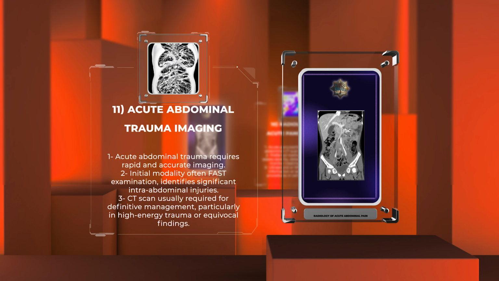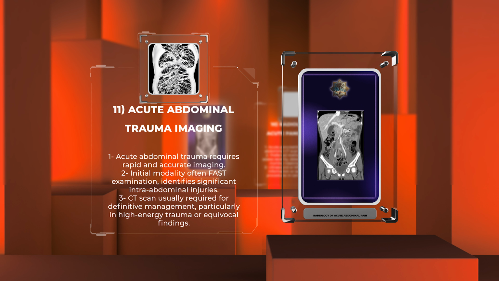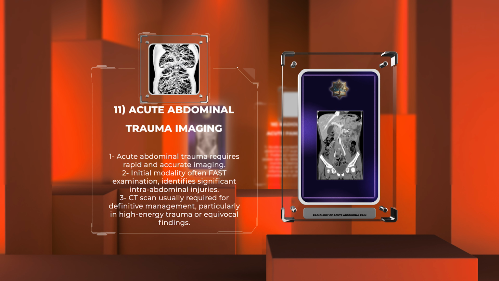In the setting of acute abdominal trauma, the initial imaging modality is often a focused assessment with sonography for trauma, FAST, examination. FAST helps identify hemoperitoneum or other free fluids that indicate significant intra-abdominal injuries. However, more comprehensive imaging with CT scan is usually required to guide definitive management, particularly in cases of high-energy trauma or equivocal findings.